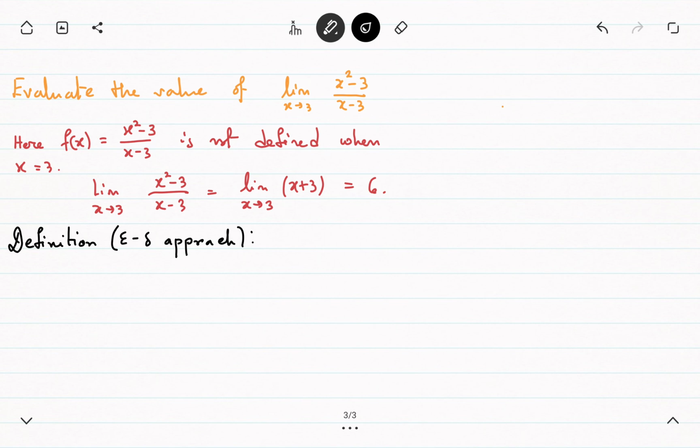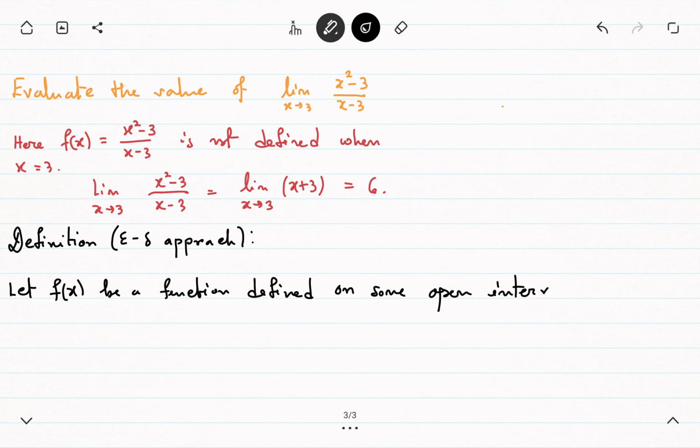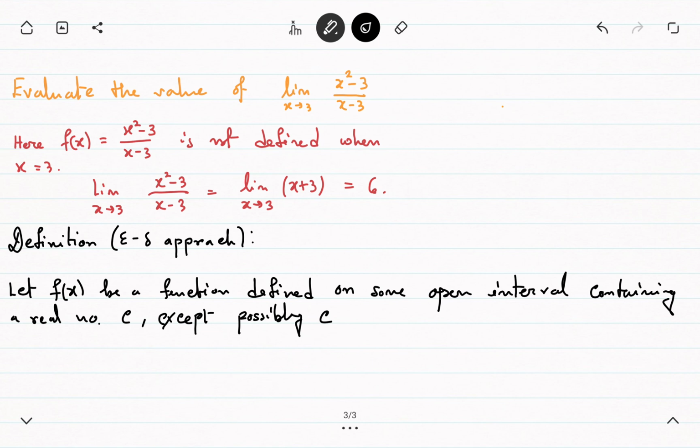Now we ask, what is the epsilon delta approach? Let f of x be a function defined on some open interval containing a real number c, except possibly at c itself.